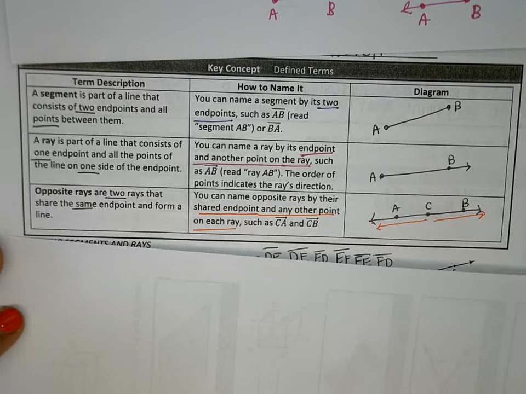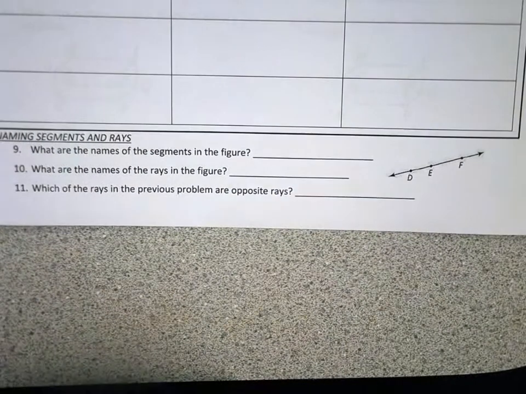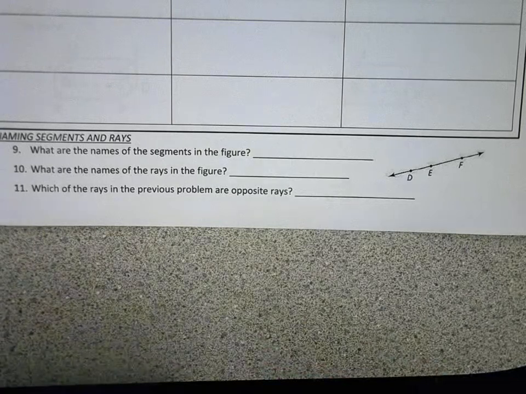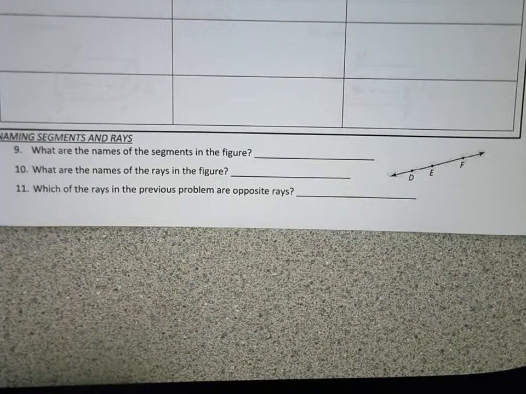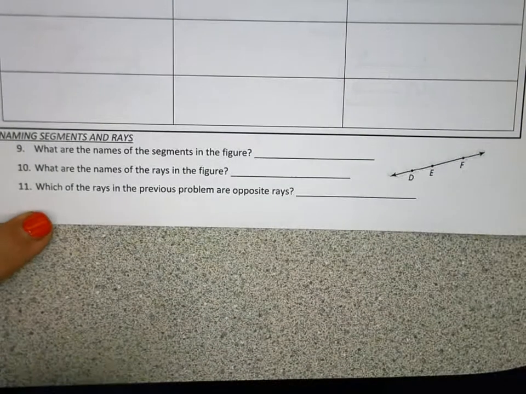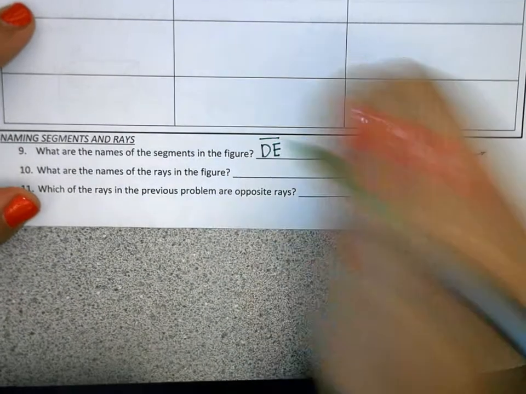So the examples for this one. What are the names of the segments in the figure? So I give you this figure. It's a line and it contains the points D, E, and F. There are several segments on here, so we're going to try and name them all. The first one is segment DE, right? Going from D to E. And we call that, just put the straight line over it. So there's segment DE.